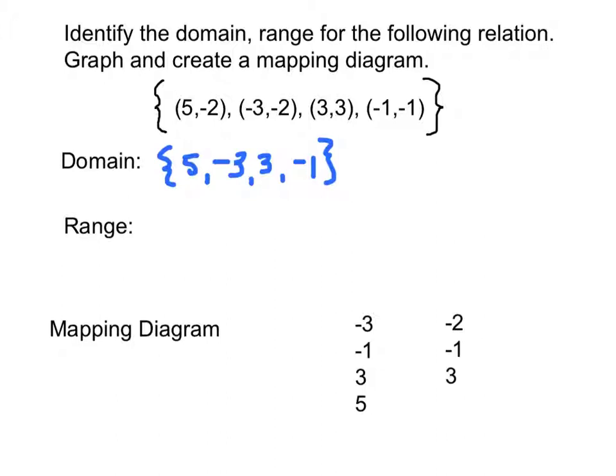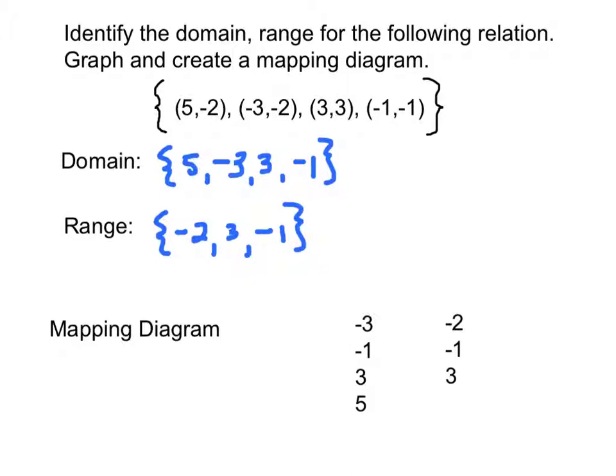The range is going to be the set of elements that gives me the second component in each of the ordered pairs. And so -2, 3, and -1 are the numbers that I'm using for my second components. Again, the range comes from the second component in each of the ordered pairs, my range values.